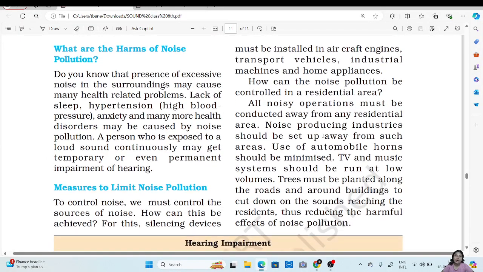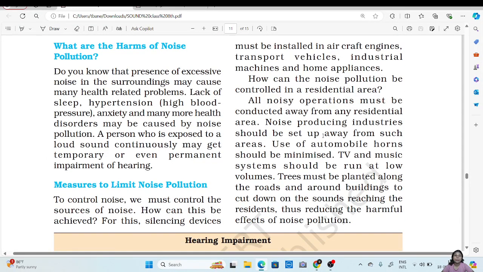So now, what are the harms of noise pollution? Obviously, the presence of excessive noise in the surrounding will cause some kind of impairment or some kind of defect in our ears. Other than the ears, it can also lead to lack of sleep. Most of us don't get sleep if there's a lot of noise happening in the background. There will be hypertension, that is your blood pressure will rise, anxiety and many more health disorders.